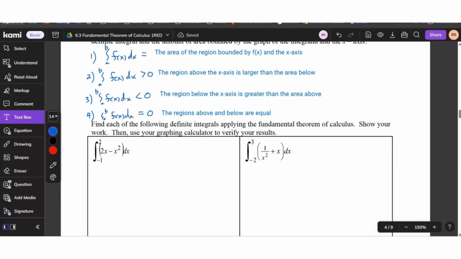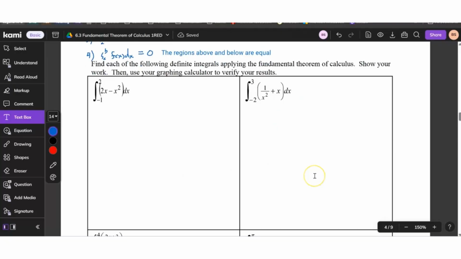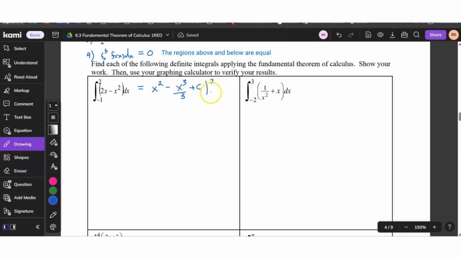All right, so for each of the following definite integrals, applying the fundamental theorem of calculus, show your work. Use your graphing calculator to verify the results. So in this particular case, this would become x squared minus x cubed over 3 plus c. And we're going to evaluate from -1 to 2.